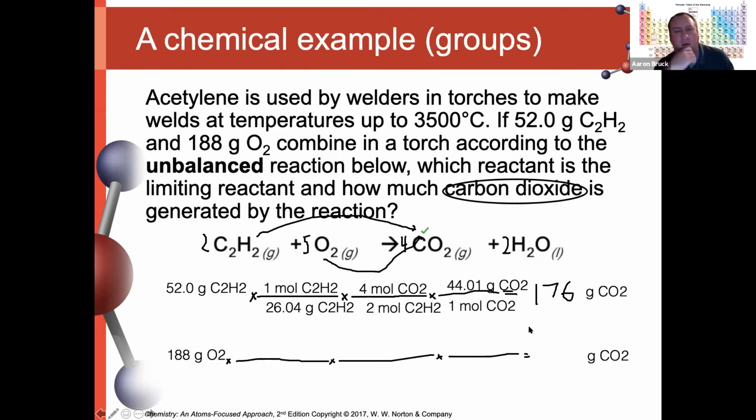So what happened was I did the 52.0 C2H2 times 1 mole C2H2 over 26.04, but I wasn't sure if I needed to go ahead and put, I don't know. I know that the carbon is 4, the hydrogen is 4. So I didn't know if it was supposed to be 2 moles per whatever, but I put 1 mole is 26.04. And then the second one, I said times 1 mole of CO2 over 1 mole of C2H2.